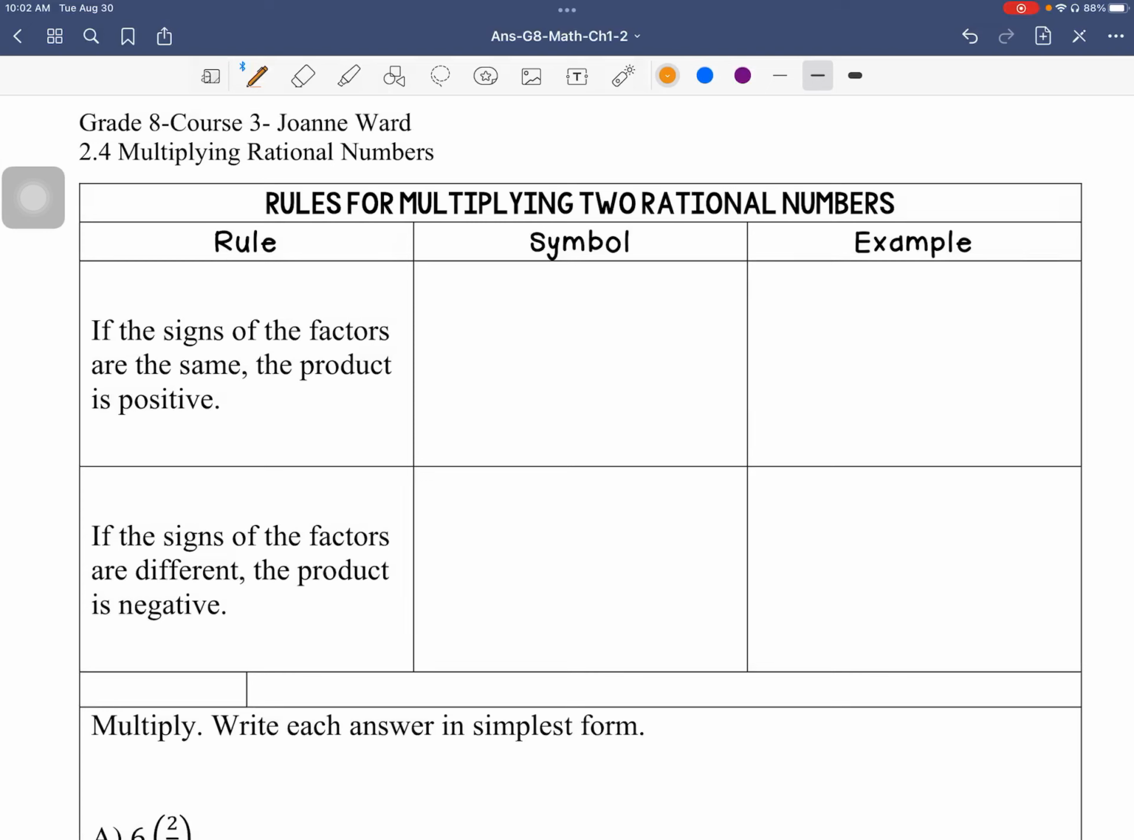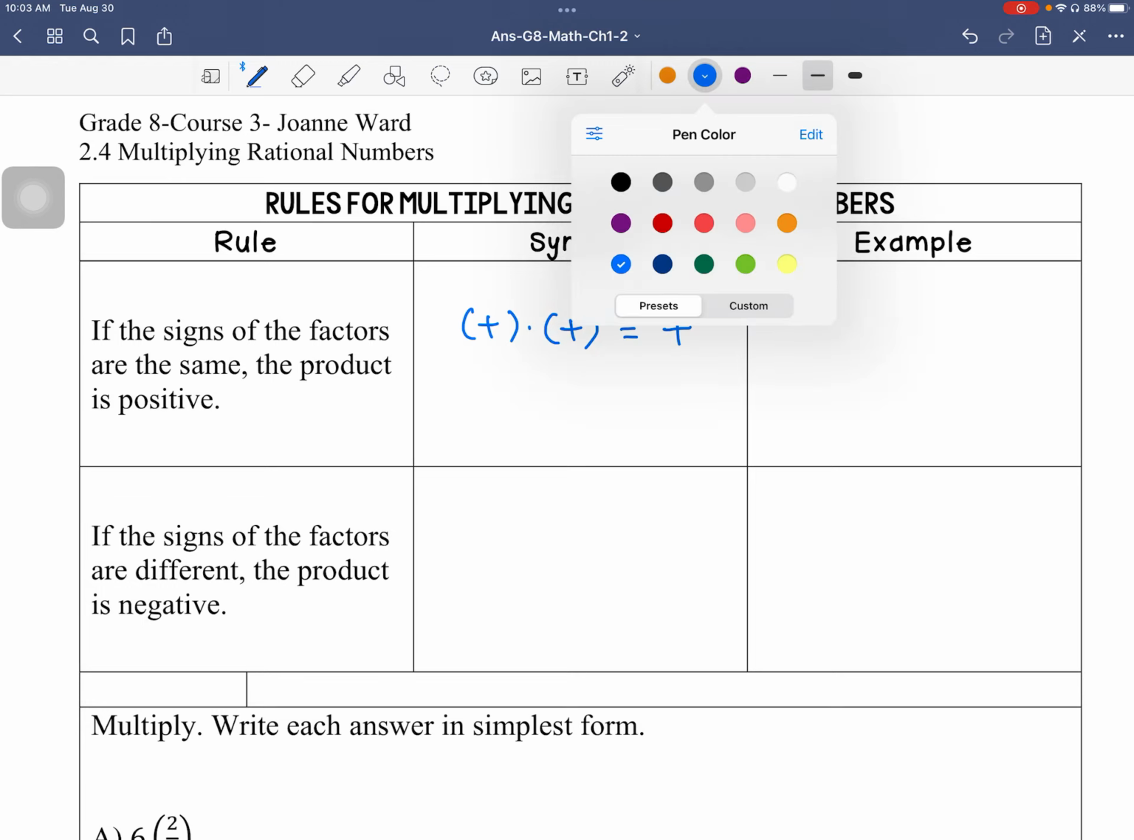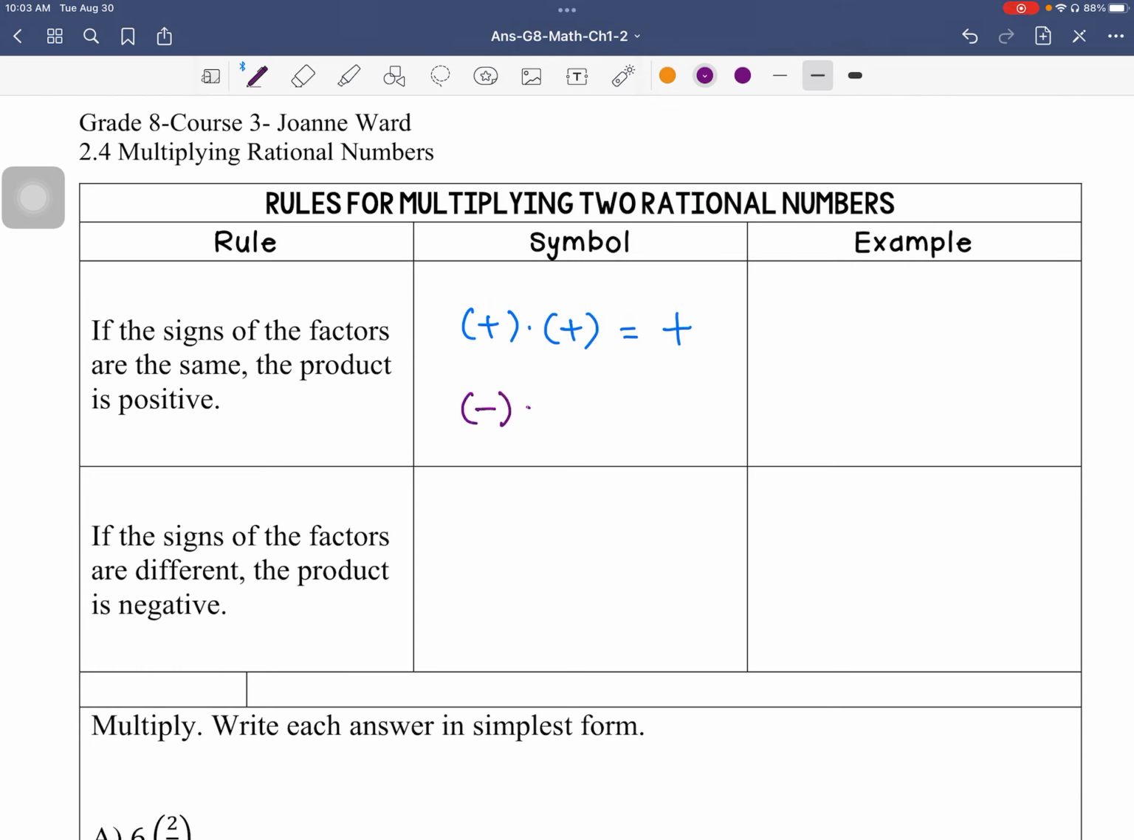So grade 8, 2.4, I want to talk about multiplying rational numbers. There are some rules for multiplying two rational numbers. First of all, the rule is if the signs of the factors are the same, then the product is positive. So when I multiply, if the signs of the two numbers are the same, then the product is positive.